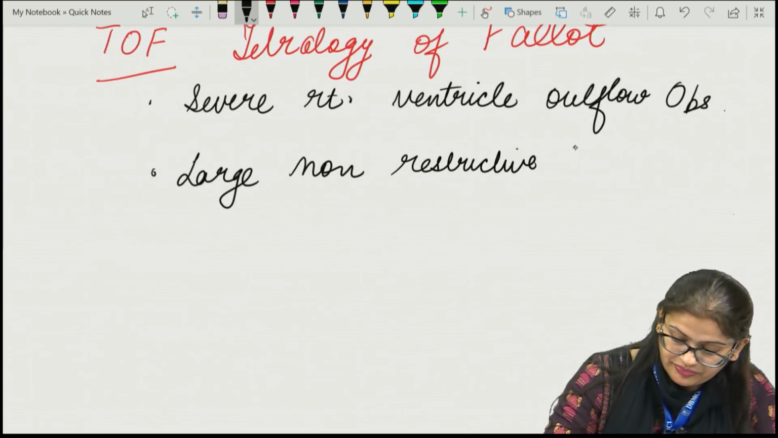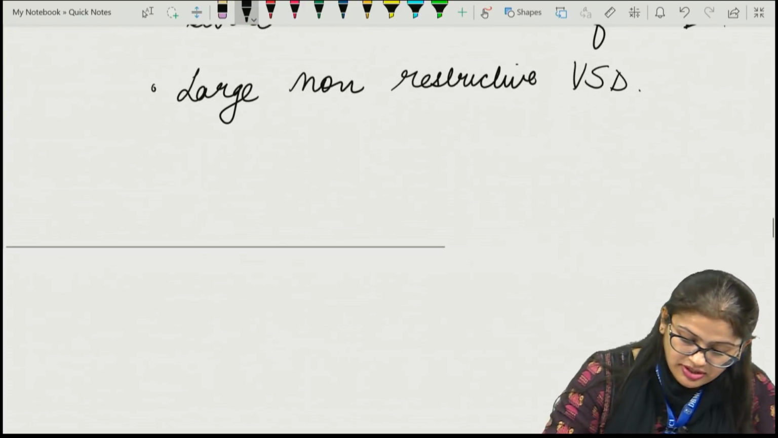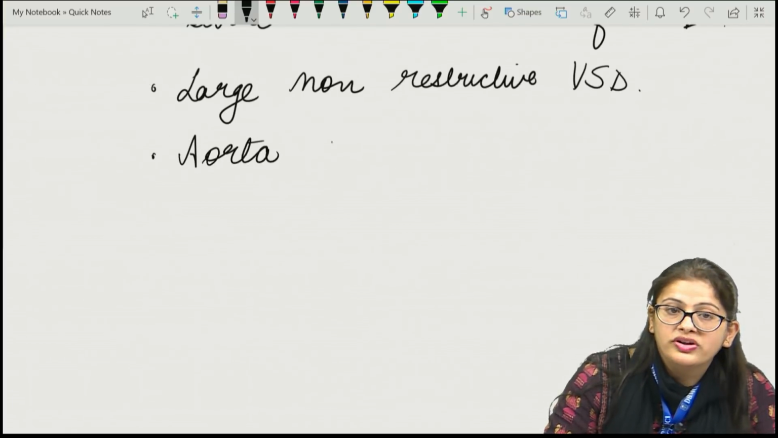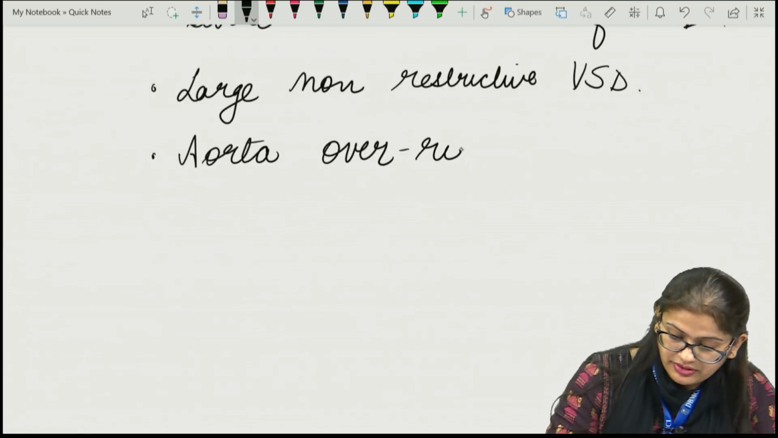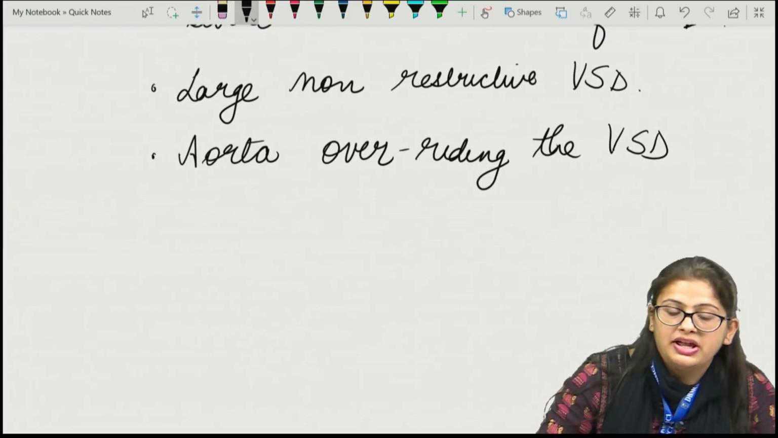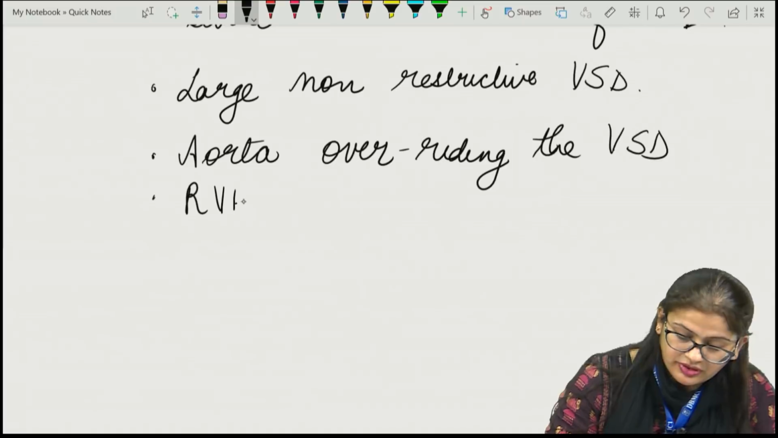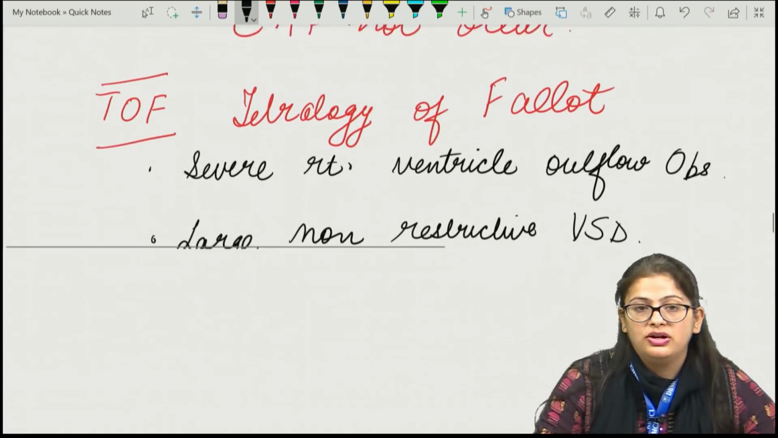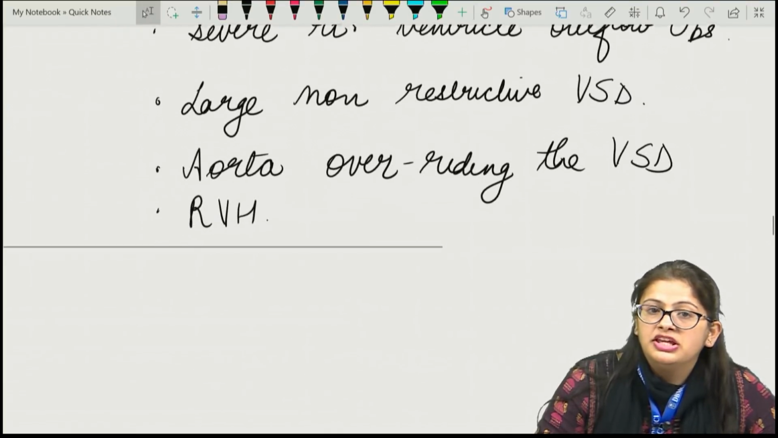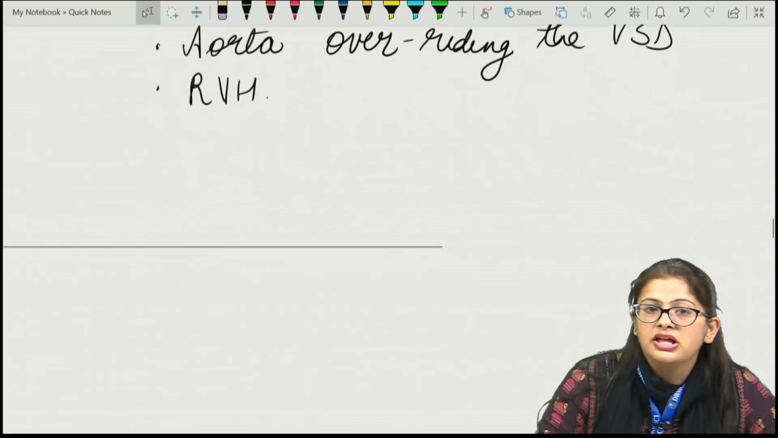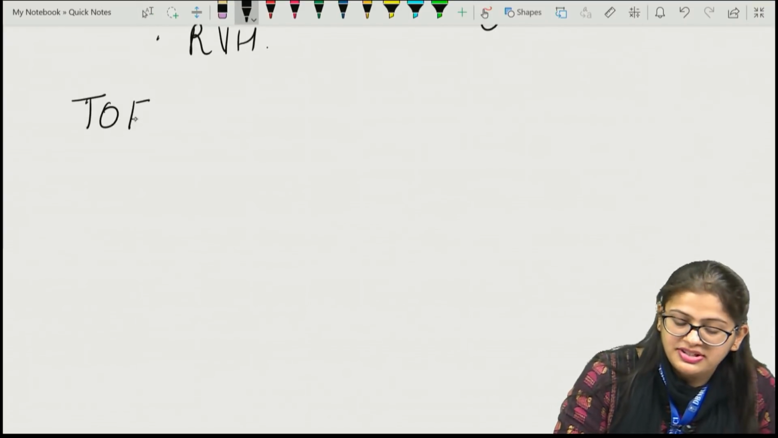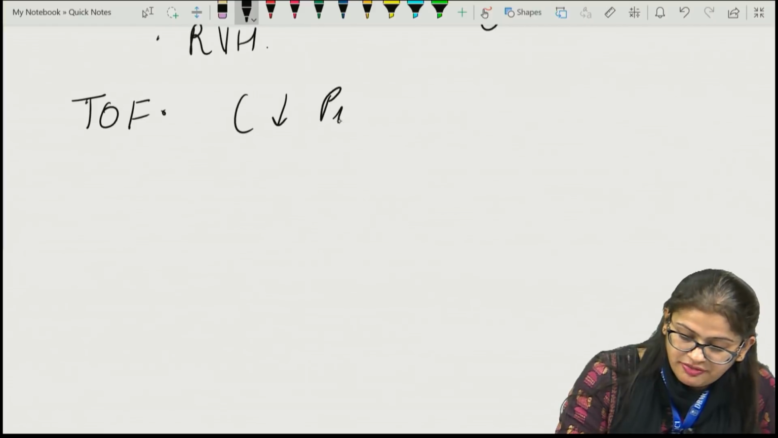There is an aorta that overrides the VSD, and there is right ventricular hypertrophy. So these are the four components of tetralogy of Fallot. There is severe right ventricular outflow obstruction, a large non-restrictive VSD, the aorta overriding the VSD, and right ventricular hypertrophy. So TOF is a cyanotic heart disease with reduced pulmonary blood flow.